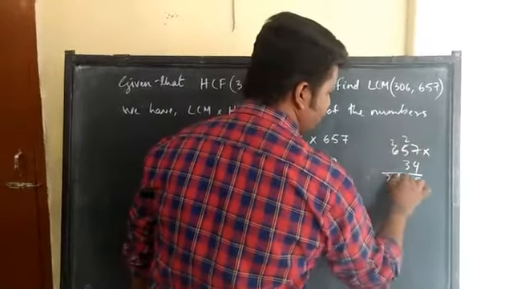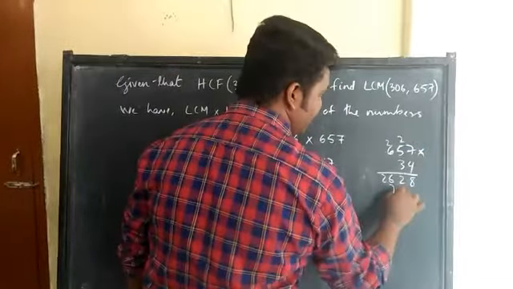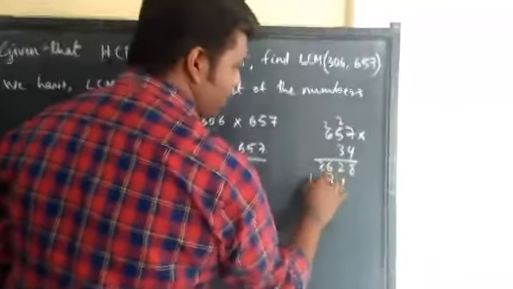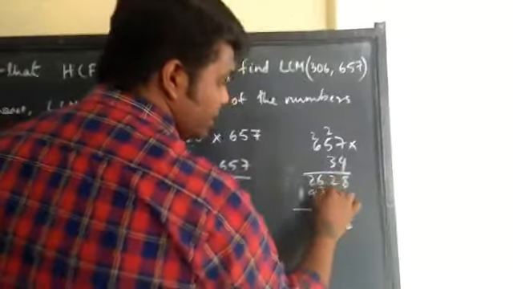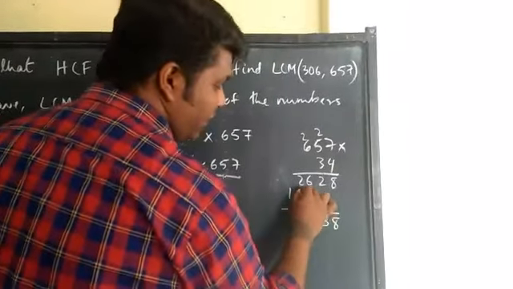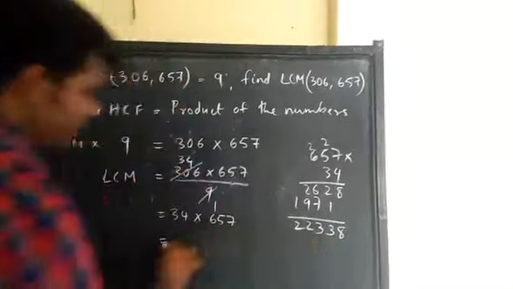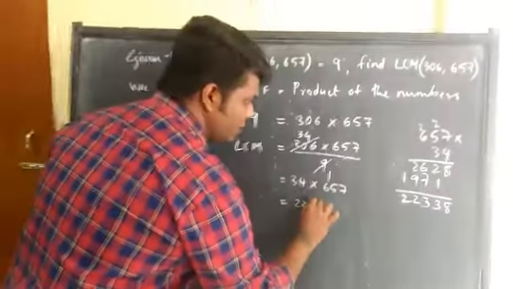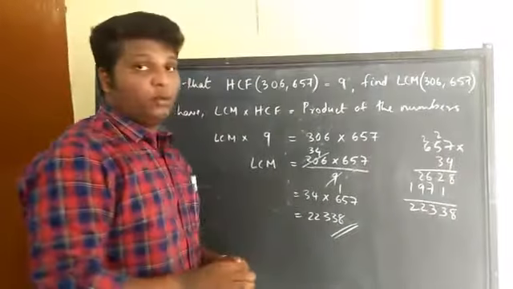6 fours are 24 plus 2, 26. 7 threes are 21, remainder 2. 5 threes are 15, 16, 17, remainder 1. 6 threes are 18 plus 1, 19. Then 8, 3, 6 plus 6 is 12 plus 1 is 13, remainder 1. 9 plus 1, 10 plus 2, 12, remainder 1, again 2. So we will get 22,338 as the answer.